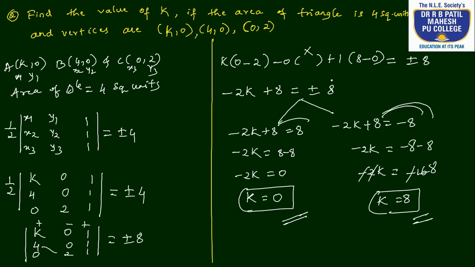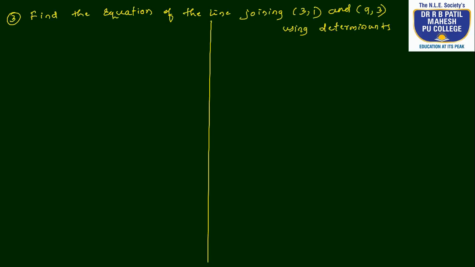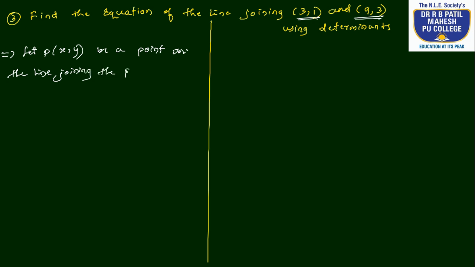Okay, next question. Find the equation of the line joining 3, 1 and 9, 3 using determinants. Here again I repeat that when the question is to find the equation of the line joining 2 points, you need to take a new point like x, y, be a point on the line joining the 2 points. What are the given points here? 3, 1 and 9, 3.